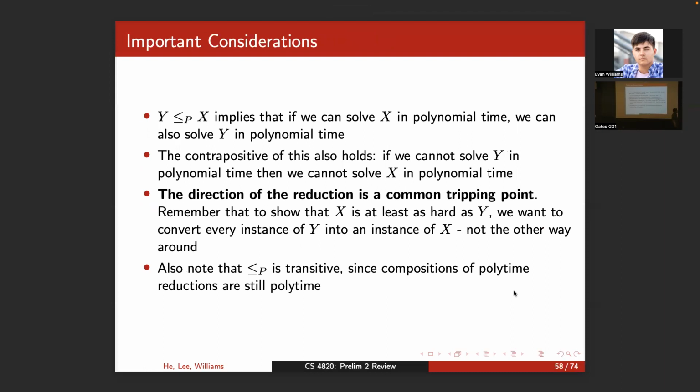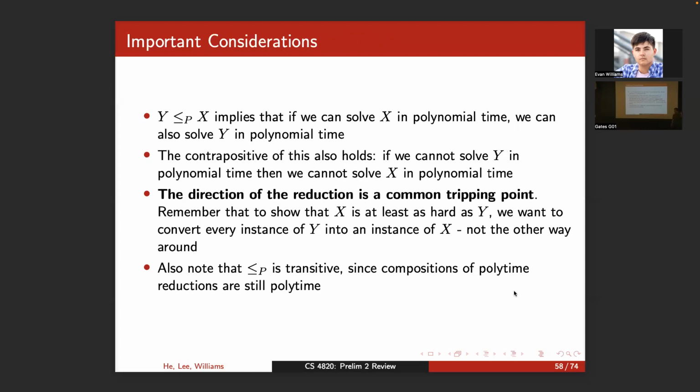Okay. So the contrapositive of the reduction also holds. If we can't solve y in polynomial time, then we can't solve x in polynomial time, and that perhaps is more useful for us when we show a problem is NP-complete. That means that if we currently can't solve x in polynomial time, we also can't solve y in polynomial time. So yeah, the direction of the reduction was a common tripping point, and hopefully after doing enough of these homework problems, you recognize which way you need to go.